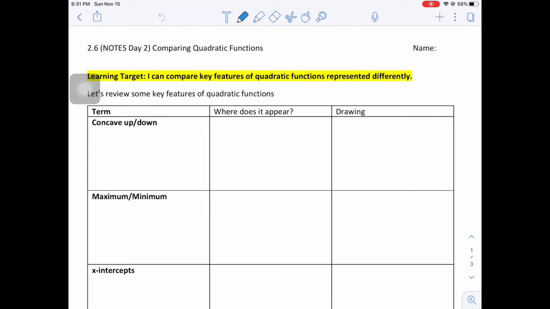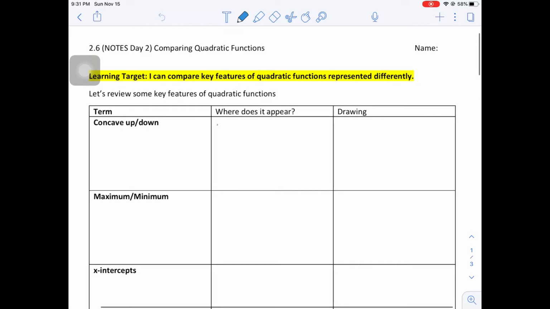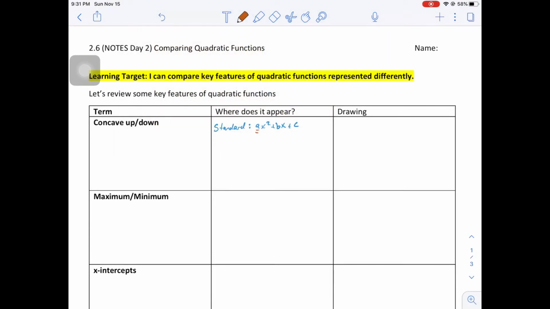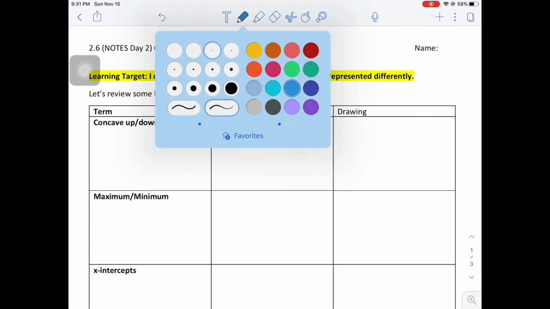Alright guys, so today 2.6 Notes Day 2 is talking about comparing quadratic functions. The first thing we're going to talk about is concavity, whether something is concave up or concave down. Where does this appear? It always appears in the a value. So in standard form, we have ax squared plus bx plus c, right? Then the concavity will be known based off of the a value.